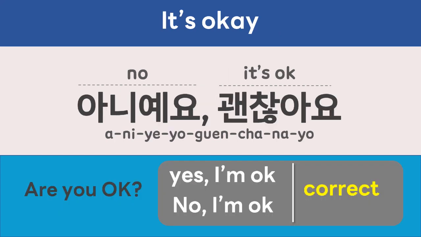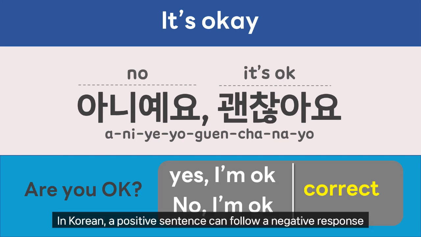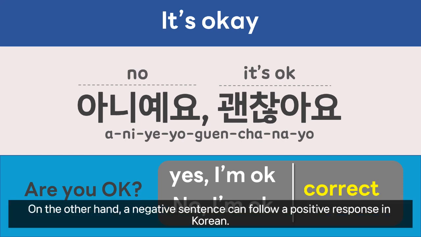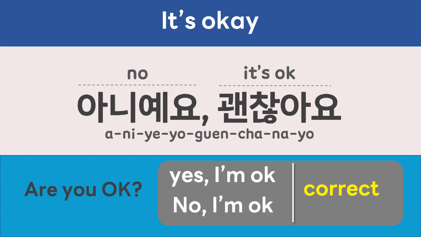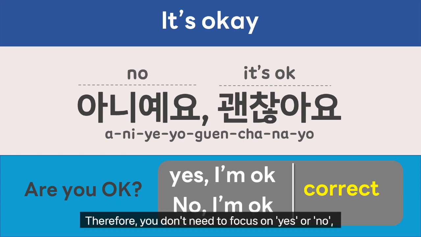It's okay. 아니에요, 괜찮아요. In Korean, a positive sentence can follow a negative response. On the other hand, a negative sentence can follow a positive response. Therefore, you don't need to focus on yes or no, just pay attention to the sentence that follows.